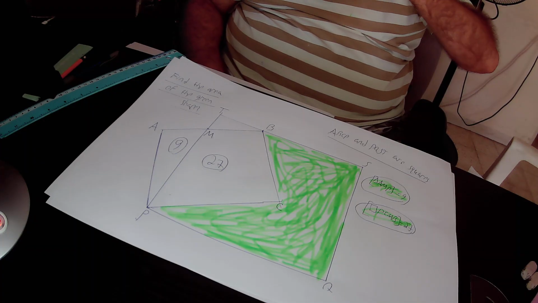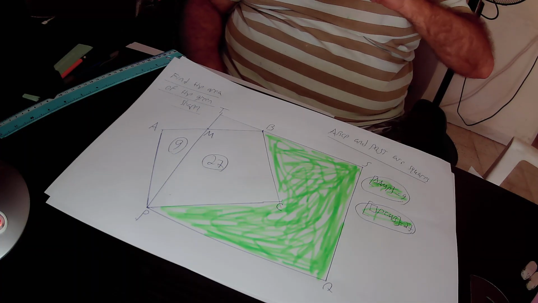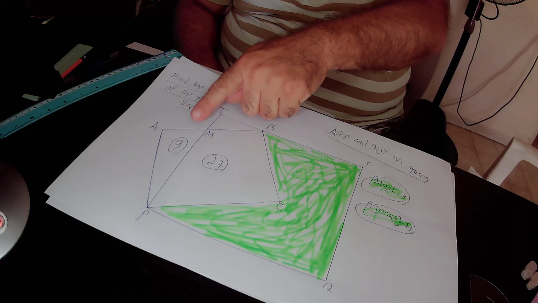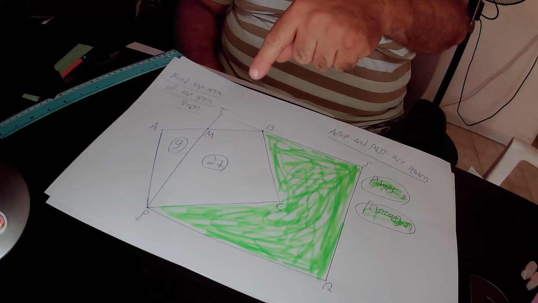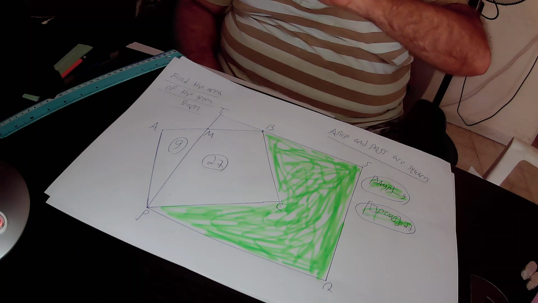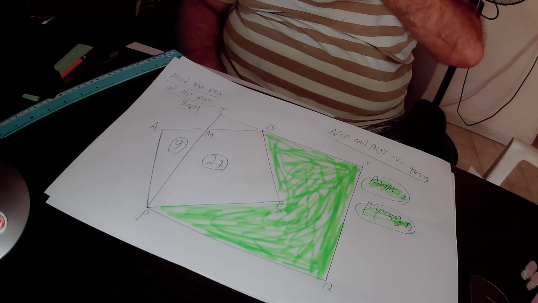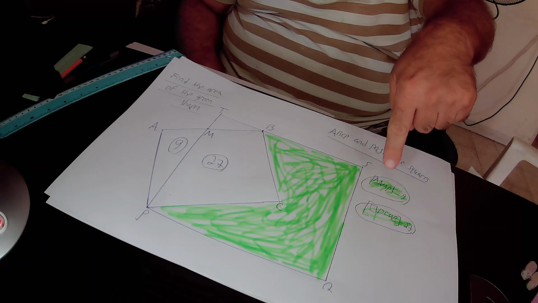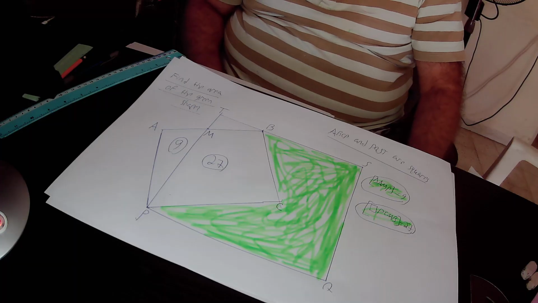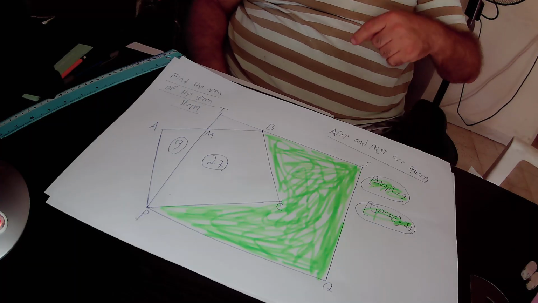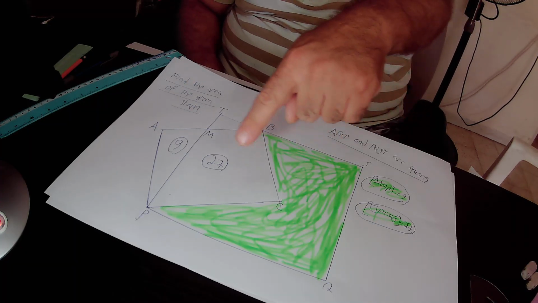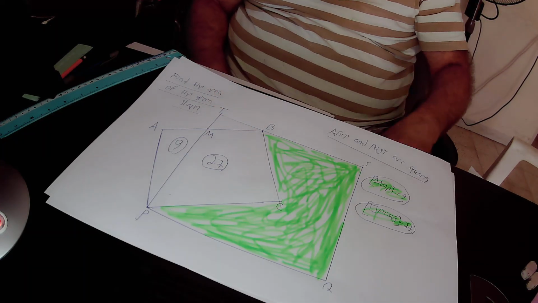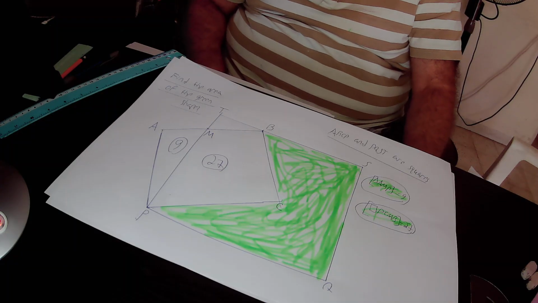Again, our task is to find out the area of this green shape. This is triangle AMP, which equals 9 square units, and this is quadrangle ABCP, which equals 27 square units. First of all, we know that the small square ABCP in total is equal to 9 plus 27, that is 36 square units.